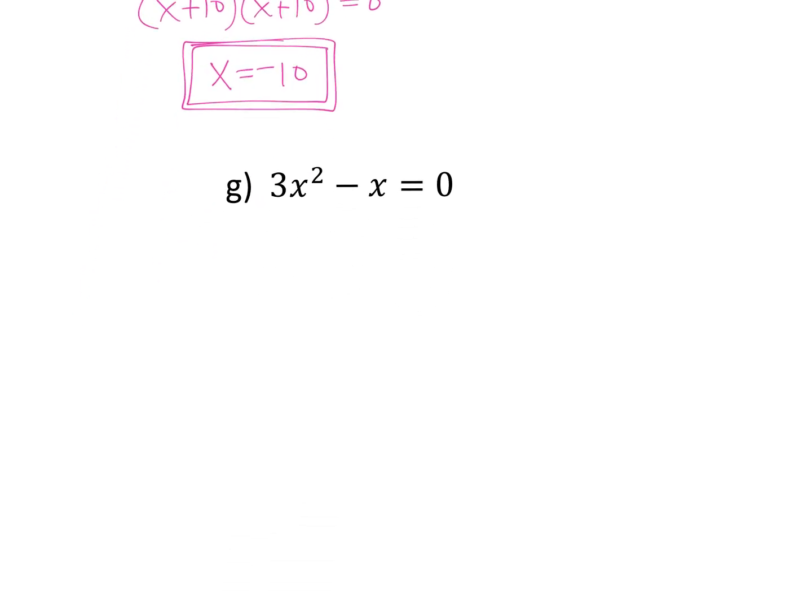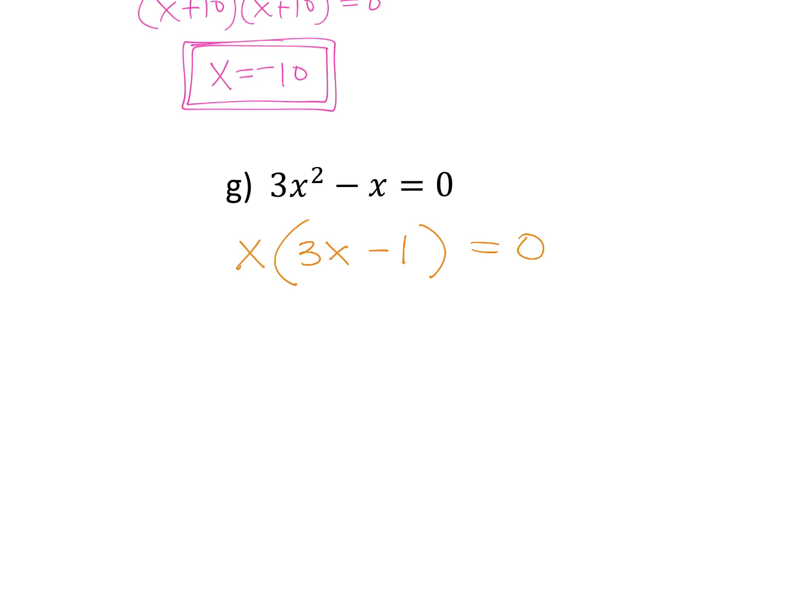Letter G. Last one, and then we're done. What do we do here? It's equal to 0 already, so we don't need to move anything. Can you factor anything out of this? You can factor an x out. So if I factor an x out, what am I left with? 3x minus 1 equals 0.